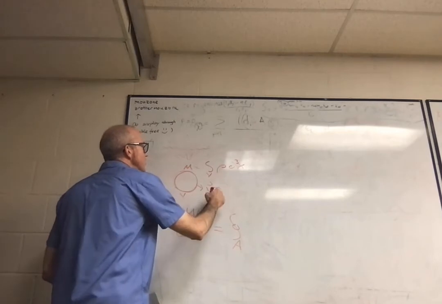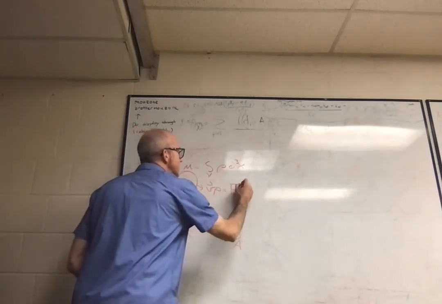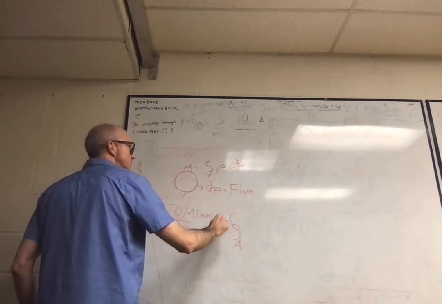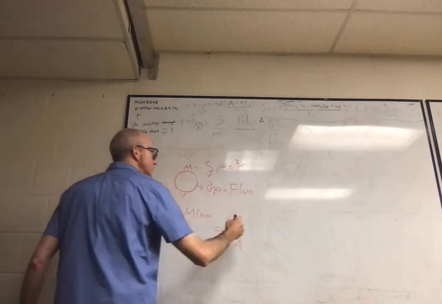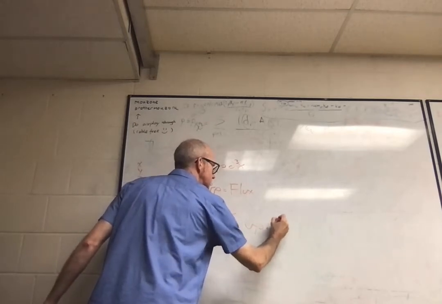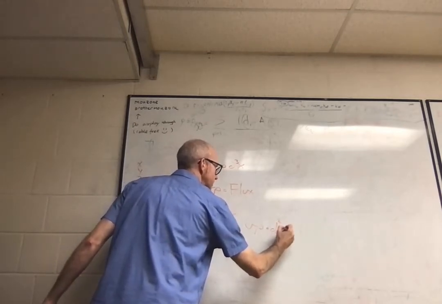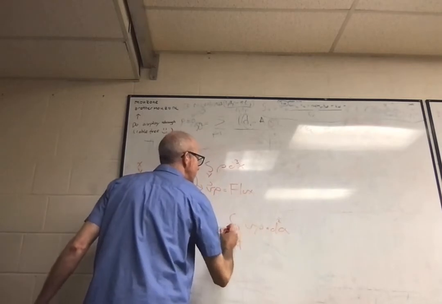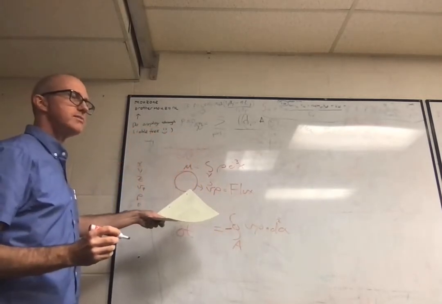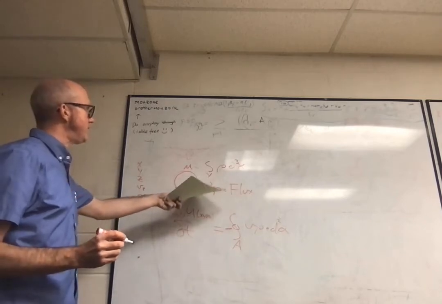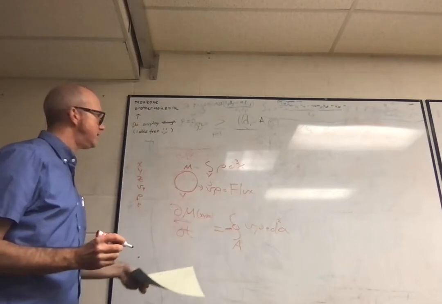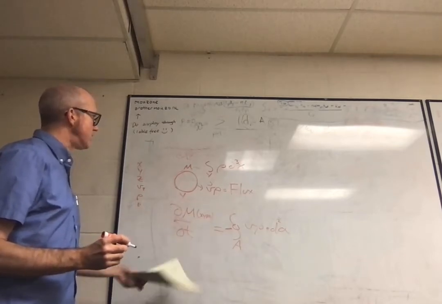So v times rho is the flux. So the amount of mass that leaves is going to be v times rho dotted into the area. And it's going to be minus that, because the only way it makes sense is if the normal is outwards and the velocity is dotted into that. Okay, does this make sense so far?